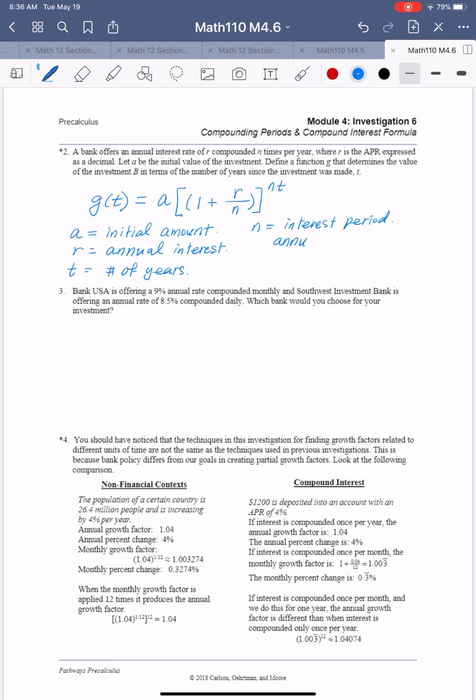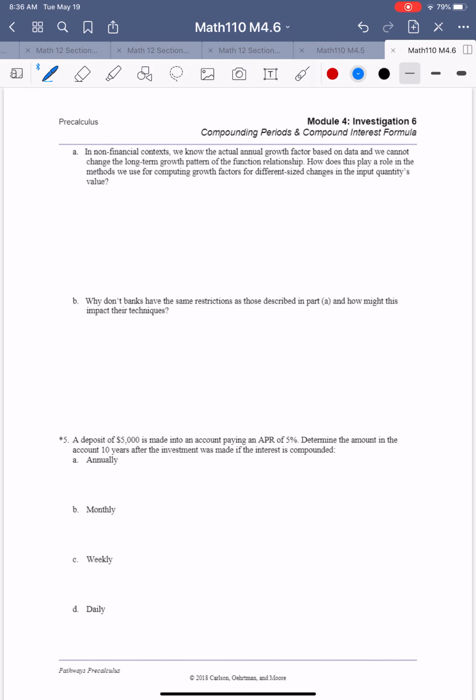So annually means n equal to 1. Semi-annually means n equal to 2. And sometimes quarterly, n equal to 4. And monthly, n equal to 12. And weekly, that's a possible way too. That's 52 weeks. And then daily is n equal to 365, okay? And then we can go further if you want. All right, let's look at the next page to do number 5, okay?